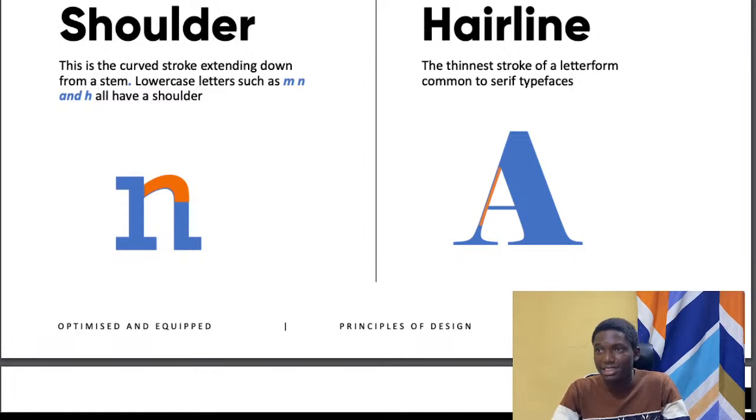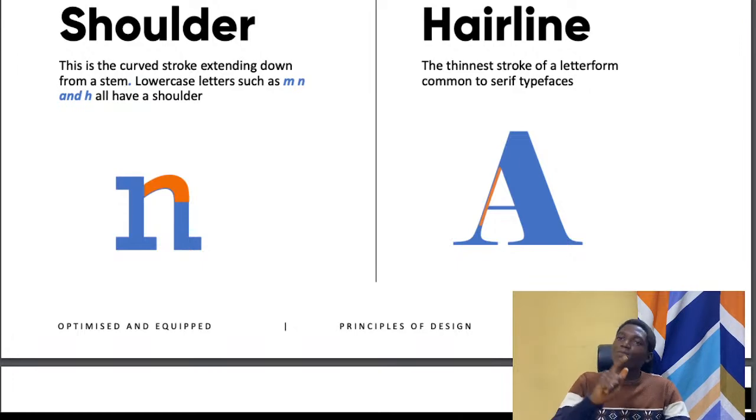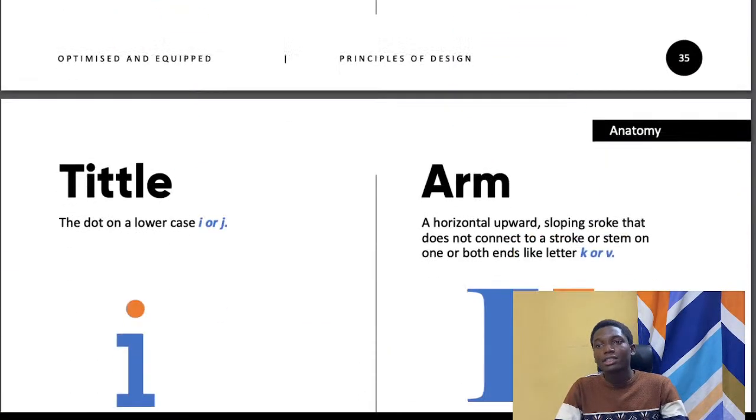Let me briefly talk about the shoulders and the airlines. I see that they are more important. These shoulders and airlines depend on the type of font you are using. If you are using a sans serif font, you get to see fonts like this. If you are using a slab serif, you notice that the strokes are thick, and on all edges they have the same diameters. To understand the airline, it is the thinnest stroke of the letterform, and to understand the shoulder, it means the curved part of a lowercase.